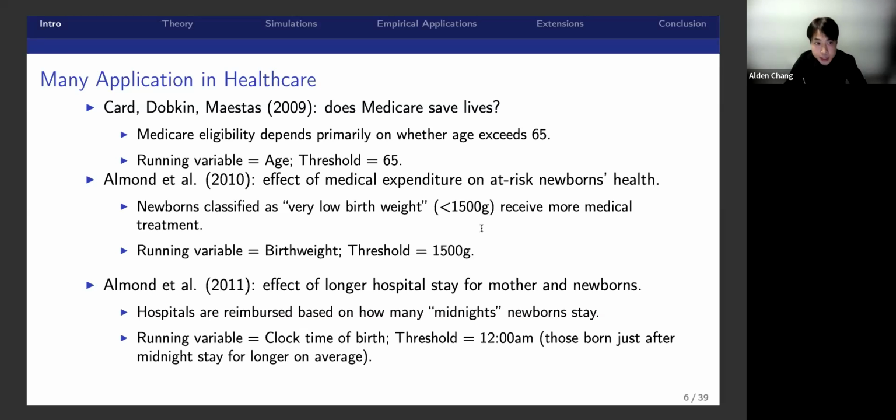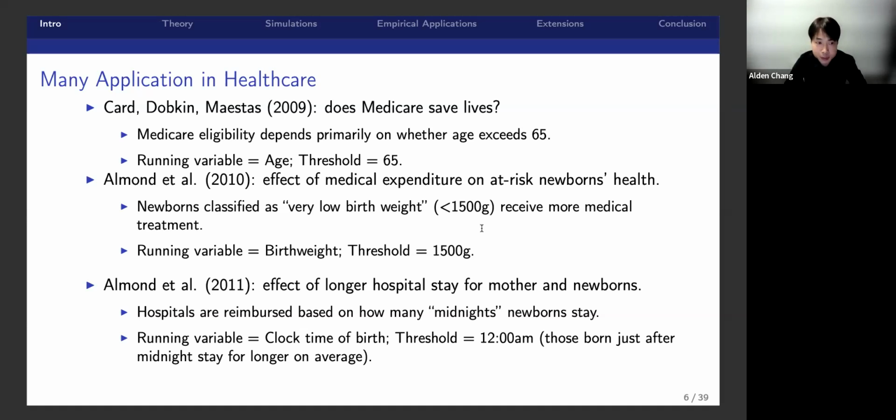As a second example, there is a paper by Almond et al. on whether additional medical expenditure improves at-risk newborns' health. In this setting, they use the fact that newborns are classified as very low birth weight if their birth weight falls below 1,500 grams. If newborns are classified as such, they tend to receive more medical treatments. So in this case, the running variable is birth weight, and the threshold is 1,500 grams.